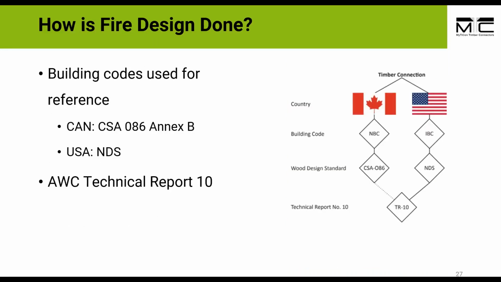Now let's see how fire design is done currently. In Canada and the US, the NBC and the IBC building codes lay out the fire design requirements. The NDS Chapter 16 and Annex B of the CSA 086 provide the design steps for the elements and the connection fire design. A good resource is the American Wood Council's Technical Report 10, which essentially acts as an appendix to the NDS, but it's widely used and recognized in both countries.